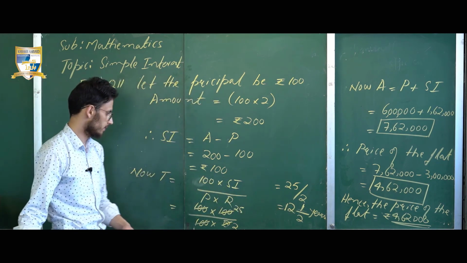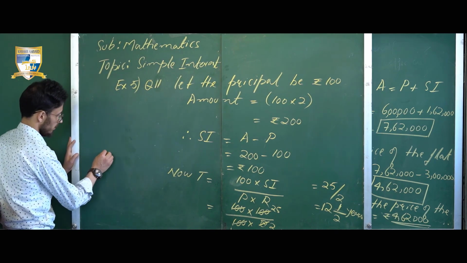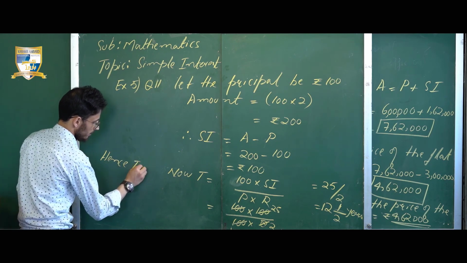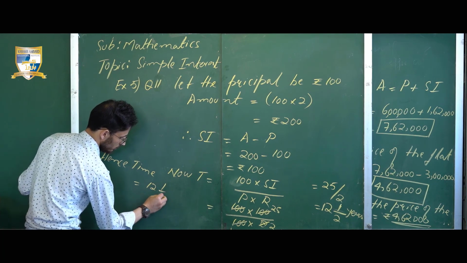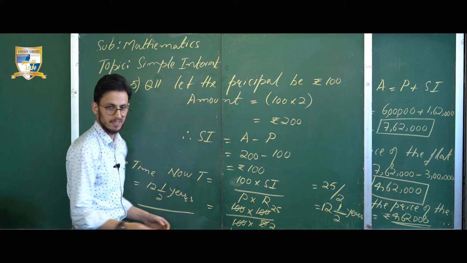So this was the end of this exercise as well as this topic. So hence time is equivalent to 12 and 1 upon 2 years. So this was the end of this exercise.